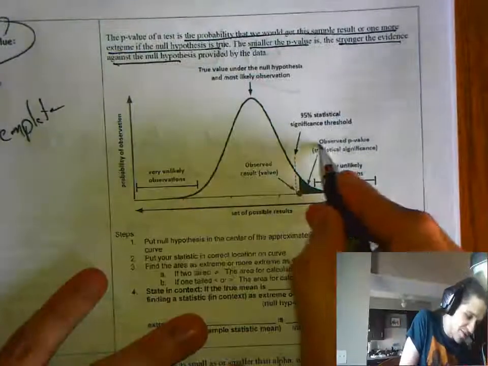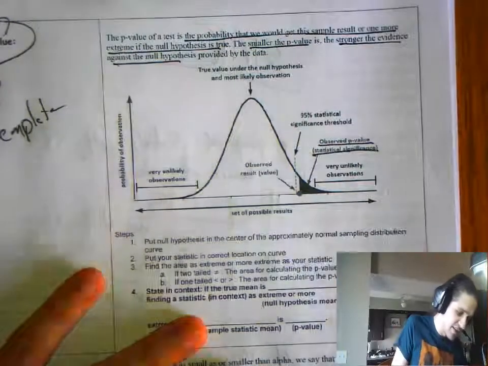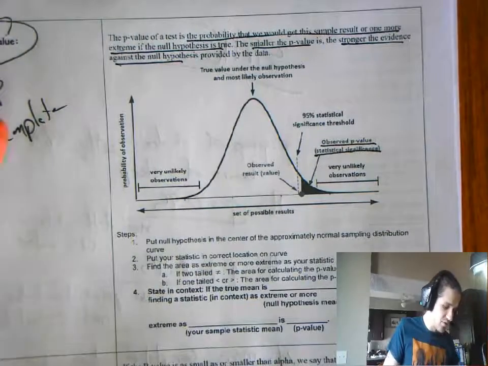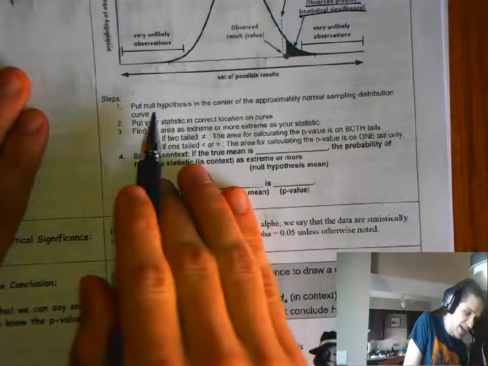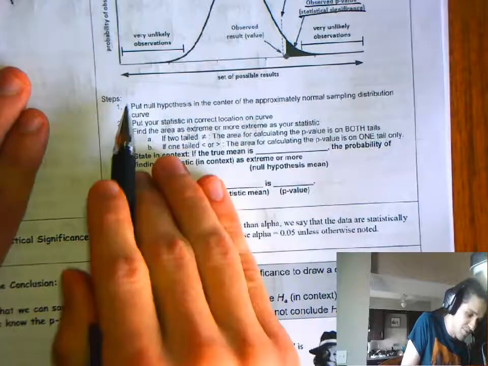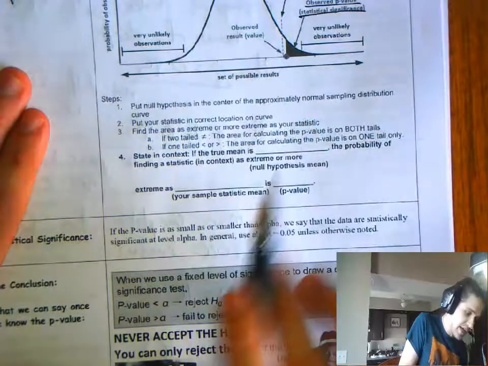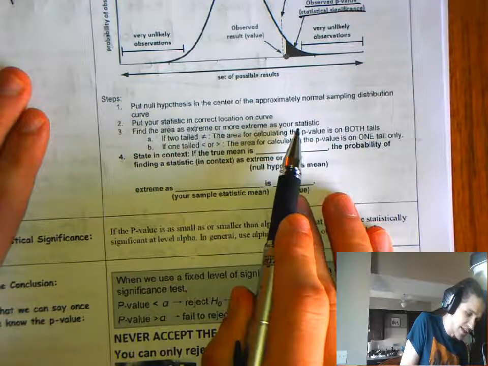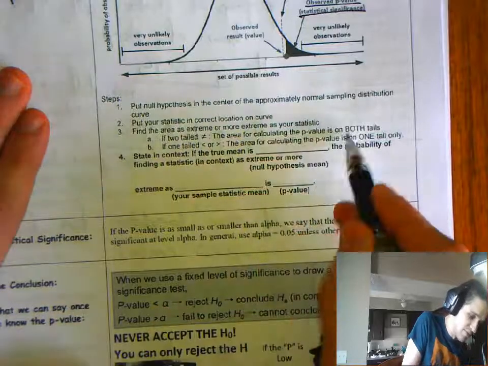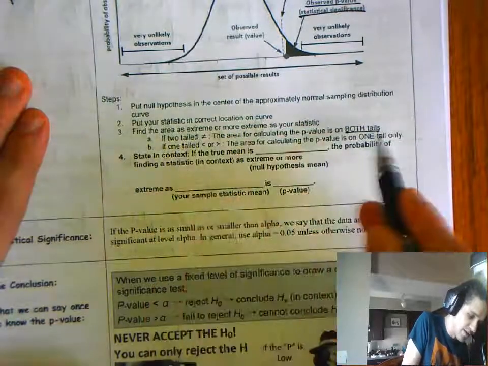So what do we got here? We got a picture of a p-value. This is our observed p-value, statistical significance. That's our significance threshold. You have the steps here for making this. Put the null hypothesis in the center. That could have been 80%. Put your statistic in the correct curve. That might be up here. Find the area as extreme or more extreme as your statistic. If it's two-tailed, it's both tails. If it's one-tailed, it's one tail only.